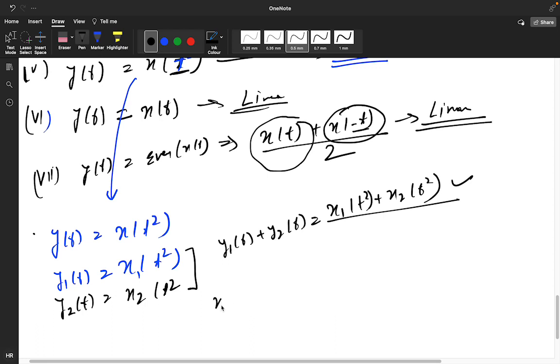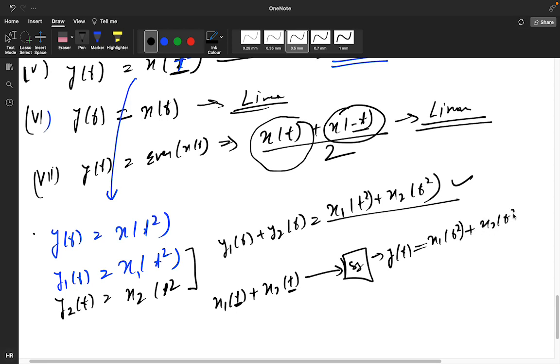Now if you are giving the two different signals, x1 of t plus x2 of t, to the system, the system is replacing t with t square. So you will get y of t output as x1 of t square plus x2 of t square. So the system is replacing t with t square. So this result and these results are coming the same. So that means the system is following the law of additivity.